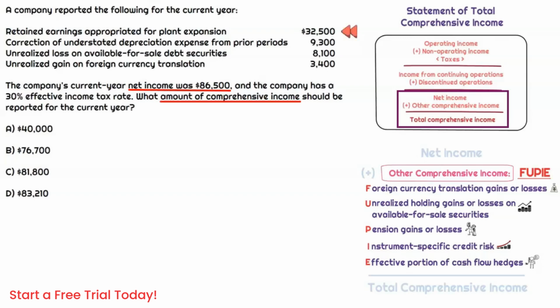So the first one says retained earnings appropriated for plant expansion, right? So it's the end of the year, the company has retained earnings. Now what they can do is reclassify within retained earnings to show, here's what we're going to use part of our retained earnings for, right? And that's when they would appropriate it for a specific project like a plant expansion, right? But there's no impact to net income or other comprehensive income. This is purely to show users of the financial statements what they plan to do with retained earnings, right?